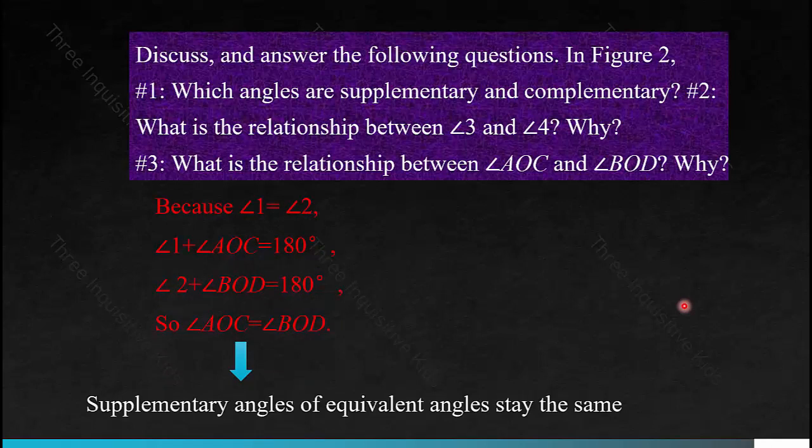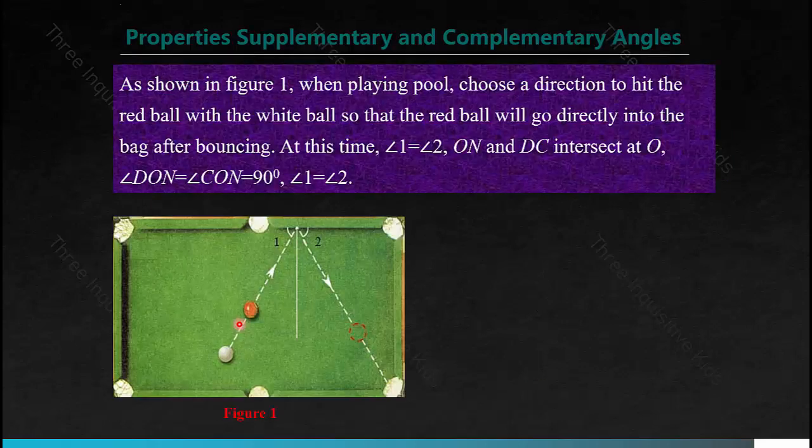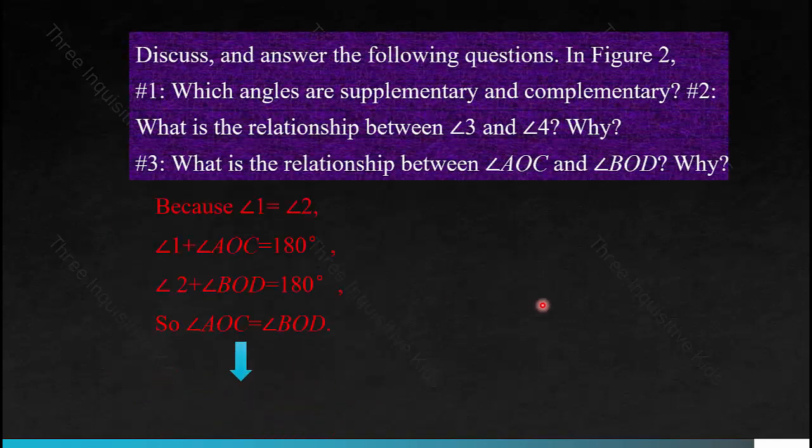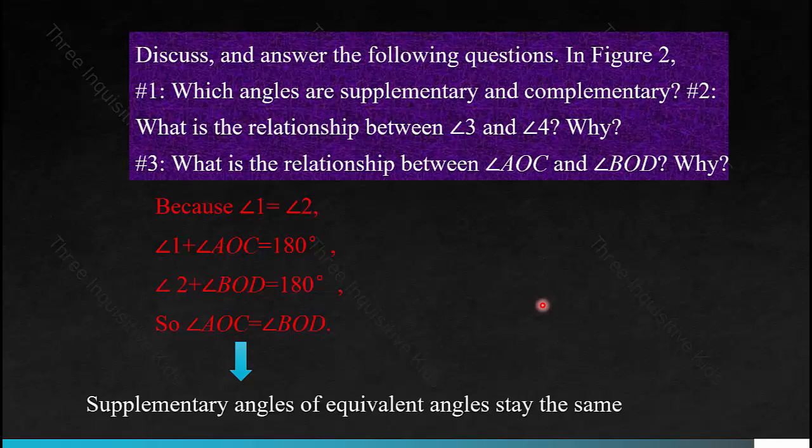Well, because angle 1 is equal to angle 2, we know that they both add up to 180 degrees. They're supplementary angles, as you can see in this figure. Therefore, angle AOC is equal to angle BOD. Supplementary angles of equivalent angles stay the same. So if you have two separate angles that are congruent or have the same measure, and you're finding the complementary angle for both of them, that is the same complementary angle. So in other words, we're saying one angle can only have one complementary angle and one supplementary angle.